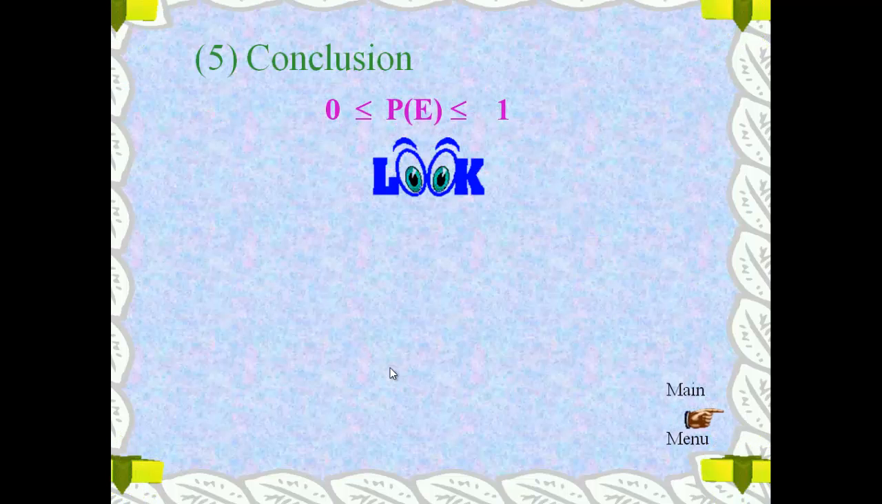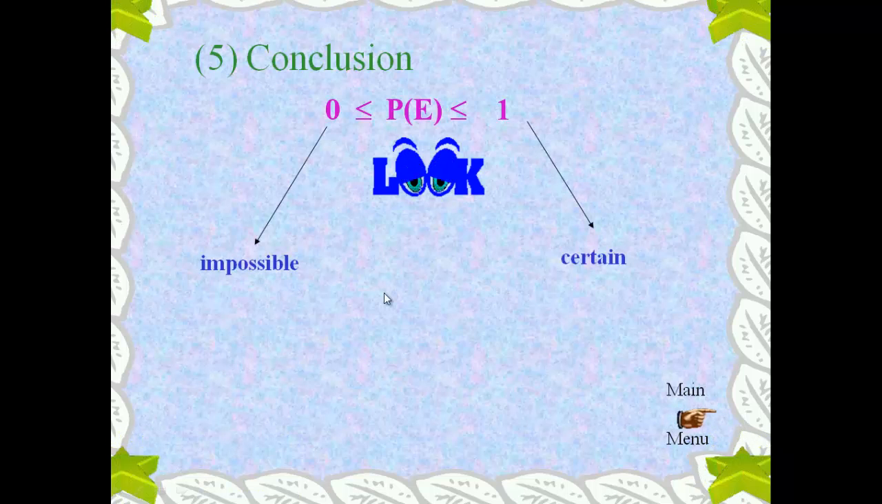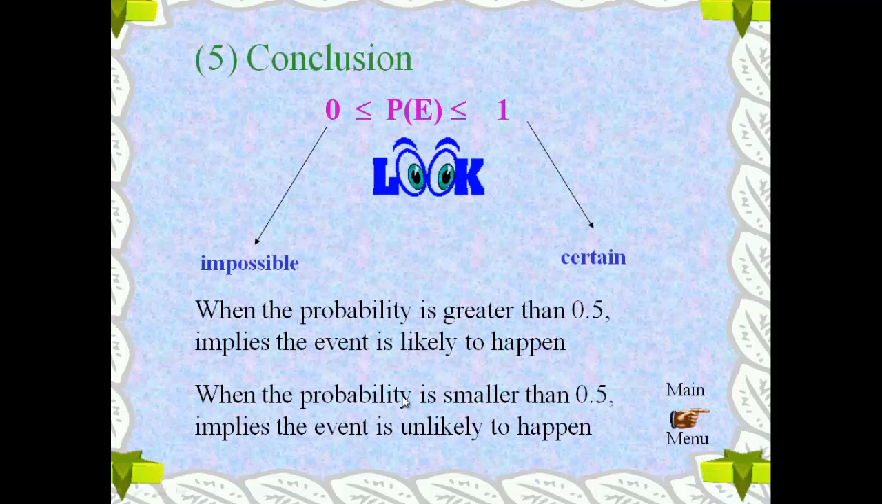So probability lies between 0 and 1. 0 being impossible, 1 being certain. If the probability is greater than a half, it implies the event is likely to happen, or more likely to happen. And when the probability is smaller than a half, it's unlikely to happen.